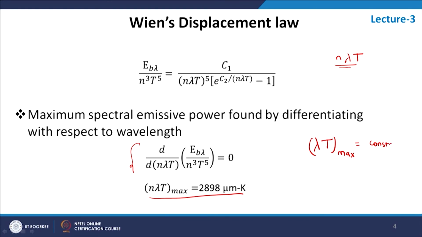And this constant depends on the value of n and temperature. So, lambda T max is equal to a constant, and that is basically Wien's displacement law. What it basically says is that when you increase the temperature, the maximum intensity appears at a shorter wavelength region.